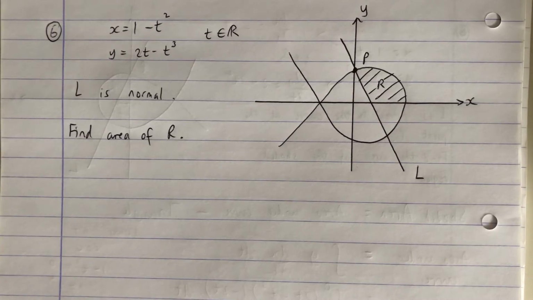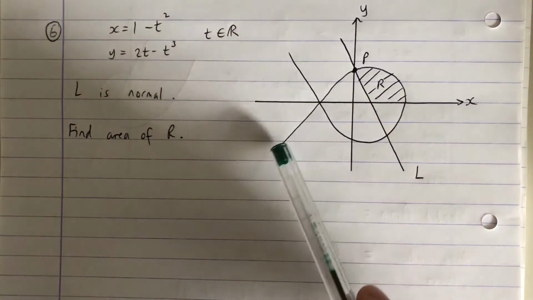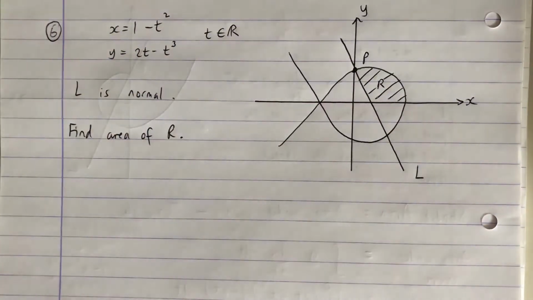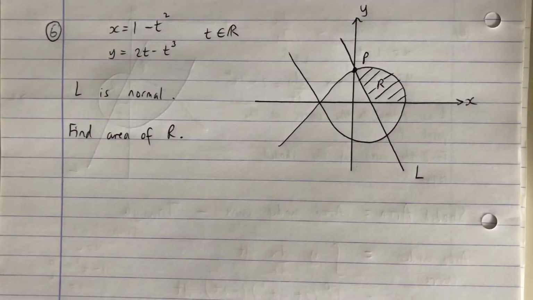So, we have a parametric equation, this closed curve, actually this continuous curve which looks like a fish, and then we've got a straight line called L passing through point P, and we have to find the area which I've shaded and labelled R.